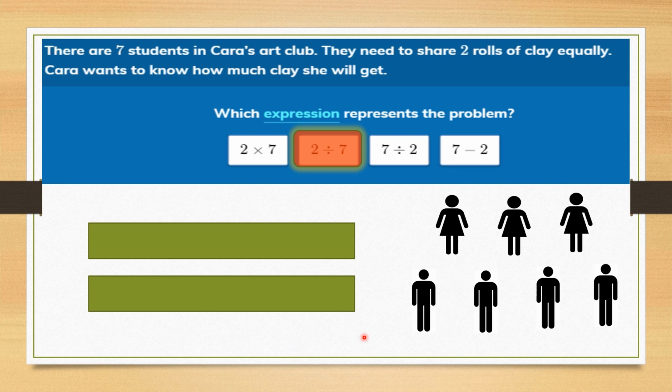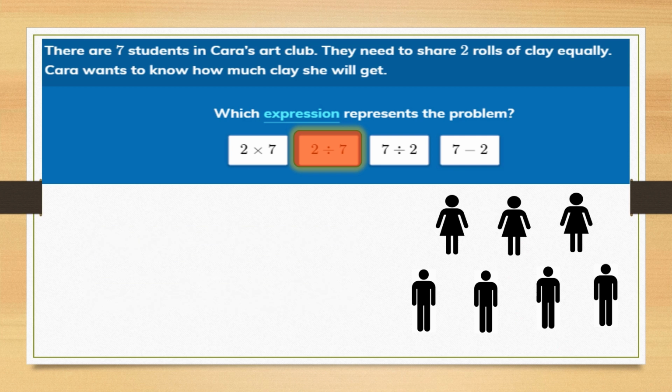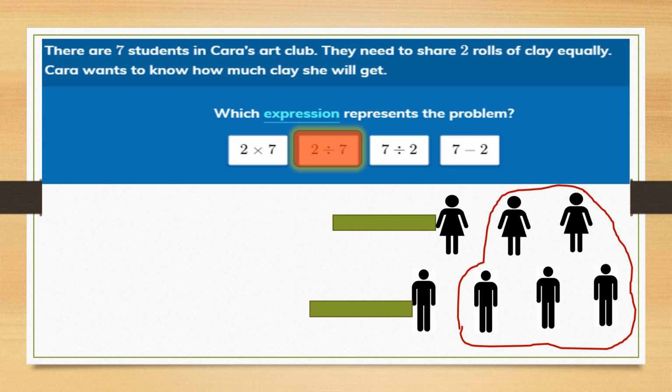So how is it possible to share the 2 by the 7 students? If we give 2 students, then the other 5 students will not have any. So that wouldn't be fair sharing. And when we are talking about division, we have to share fairly and make sure that everyone gets the same amount. So what can be done in this situation?